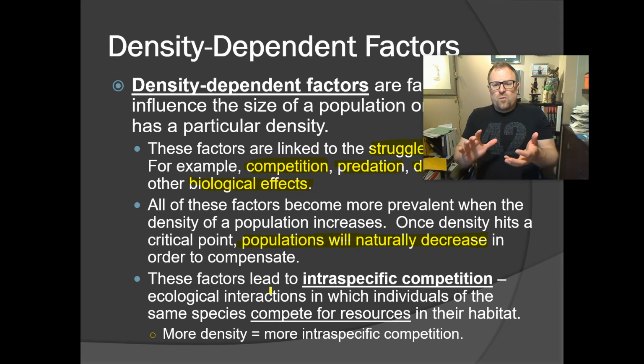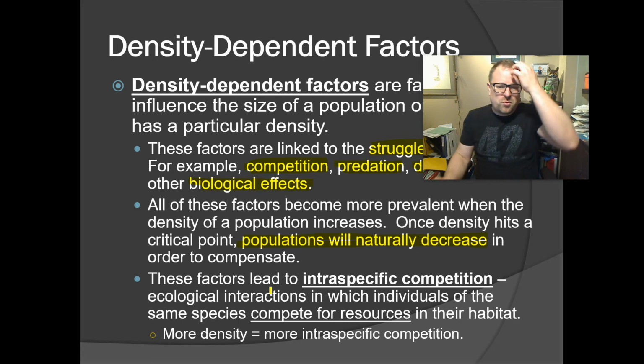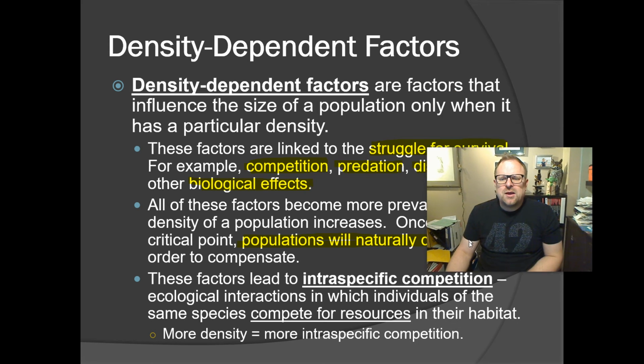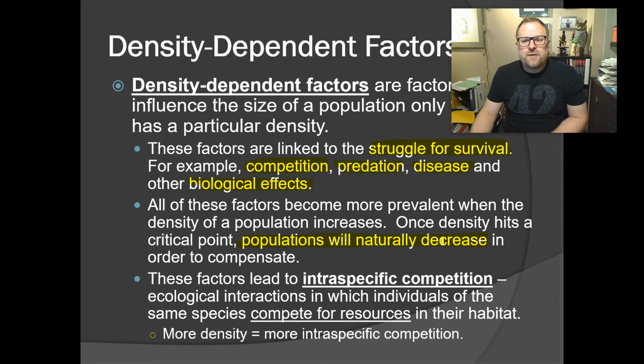Okay, so what we're describing is populations will grow. They'll do that sort of exponential growth when the density is low enough. But when the density gets high enough, when there's enough of a population around, the competition starts to increase, the predation starts to increase, the disease has a greater effect. And so what ends up happening is the populations will naturally start to decrease and that's where we start to get that leveling off and hitting that carrying capacity of that population.